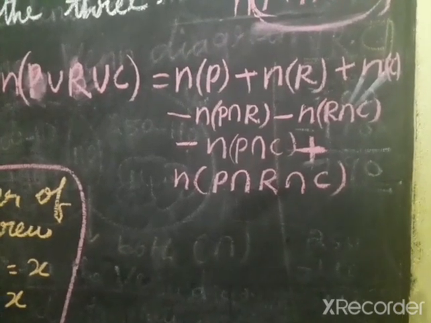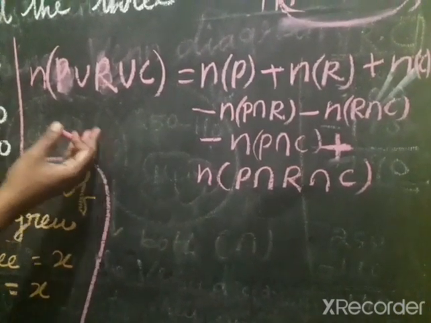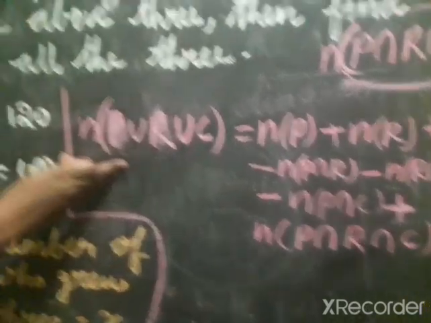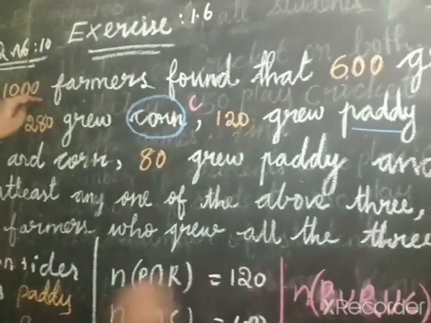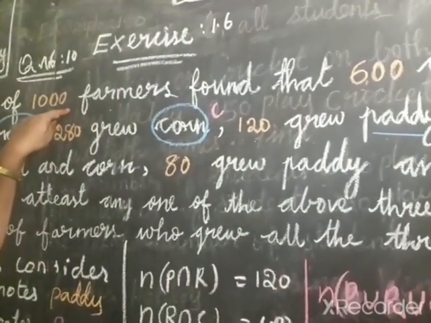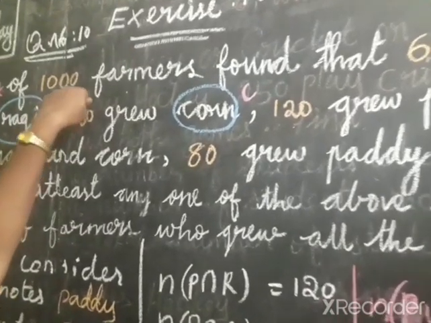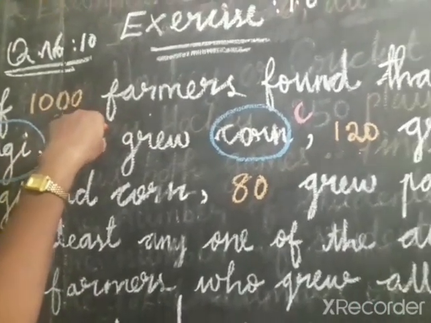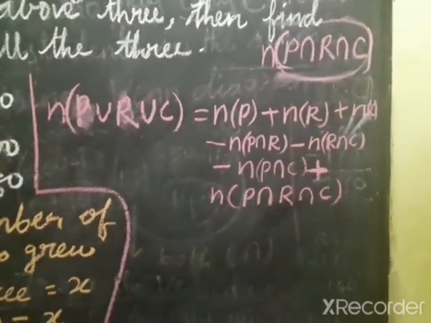Now we have to apply it. Why do we select the formula? In the given question the total number of farmers is given, that's why we select the formula. If the total number of something is not given, we don't apply the formula method. At that time we have to apply the Venn diagram only.